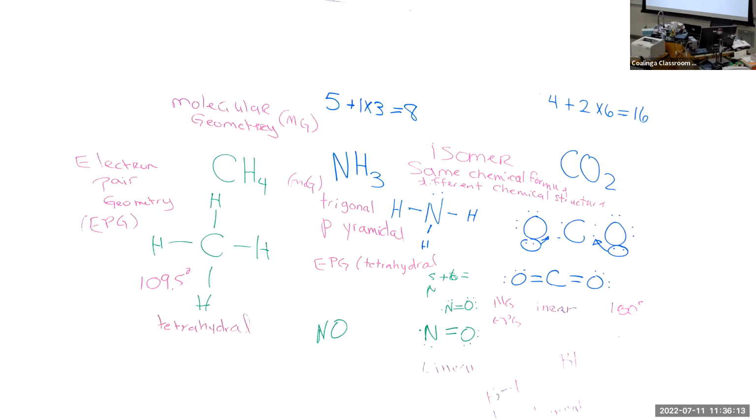This guy has 4 attachments. Anytime anything has 4 attachments, it's going to be tetrahedral. If there are 3 attachments, like this, it's trigonal planar. If there are 3 attachments and a lone pair, it's going to be trigonal pyramidal for its molecular geometry. That's how that looks.